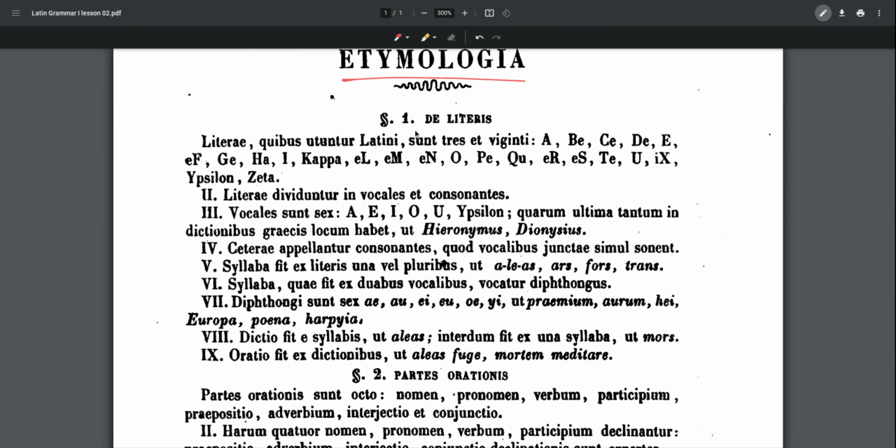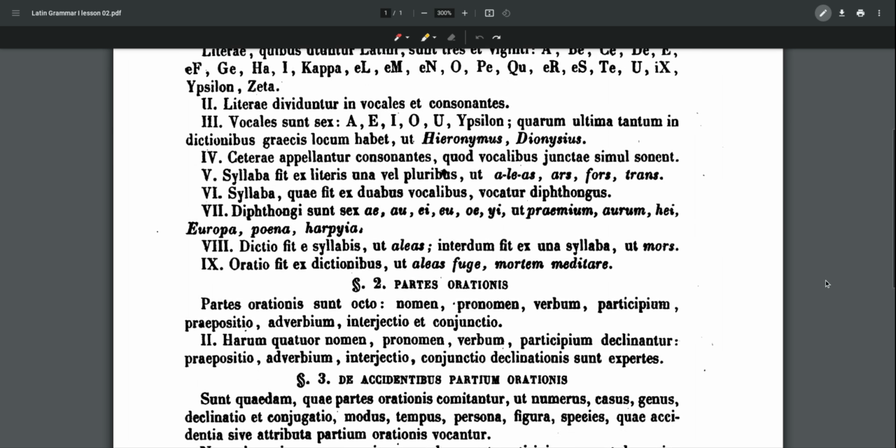In our previous lesson, we studied chapter 1 here. We walked through these 9 points. We learned about the letters of the Latin alphabet. We learned that the letters are divided into vowels and consonants. We learned that there are 6 vowels and the rest of the letters are consonants. We then learned that syllables are made out of letters. We then learned about diphthongs. We learned that there are 6 diphthongs, these right here. We then learned that a word is made out of syllables and that speech is made out of words. So that was the content of lesson 1, and now we're going to move on into lesson 2.